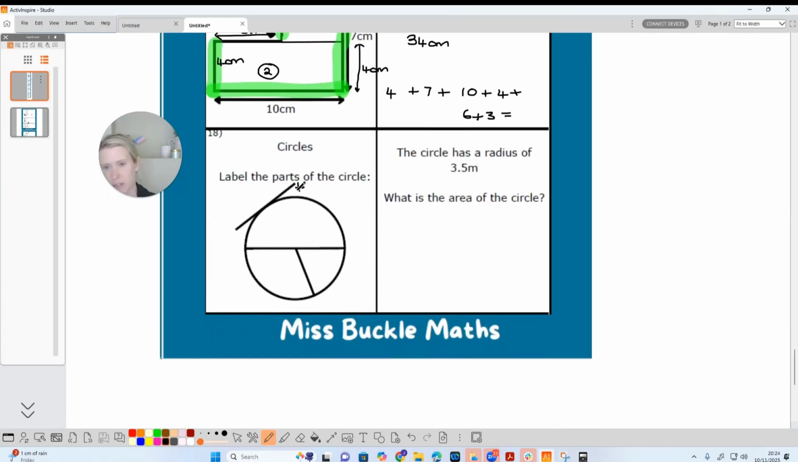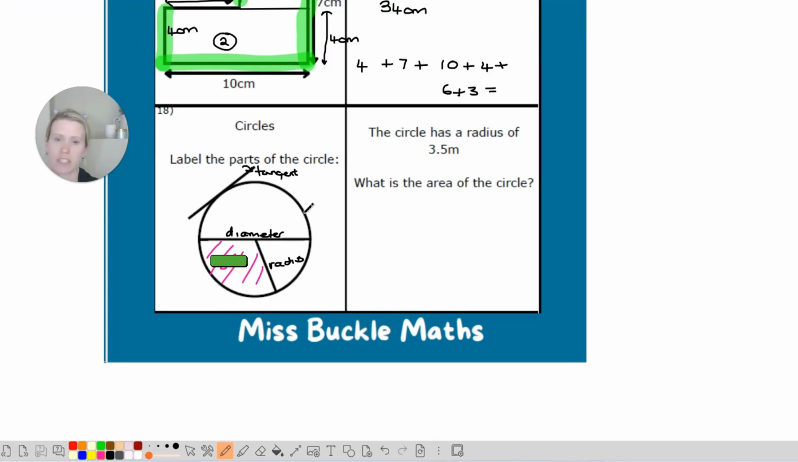Label the parts of the circle. We have the tangent, the line there that meets the circle at a 90-degree angle to the radius, this being the radius. Then we have the diameter. And then you've got the circumference that goes all the way around the outside.